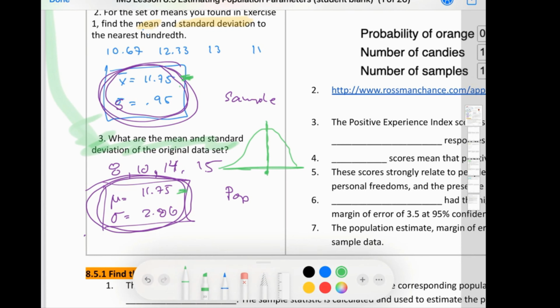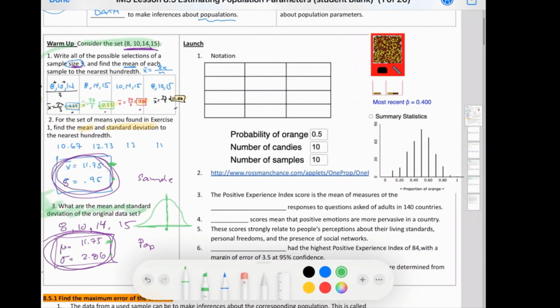And if you find something really interesting, the variation, the standard deviation in our sample, because we took so many smaller samples, was small, but our variation or spread for the whole population was big, okay? This will make sense when we go over to the launch. So let's go over to the launch over here.